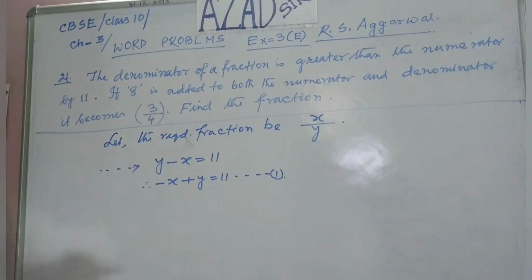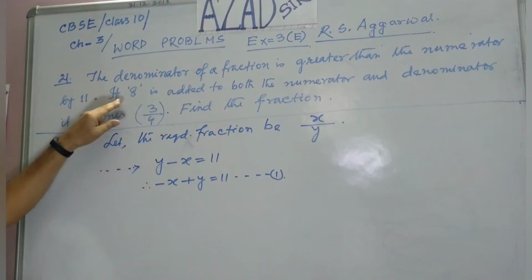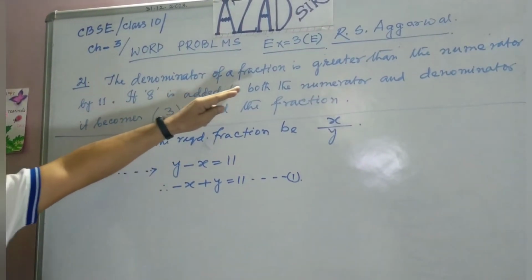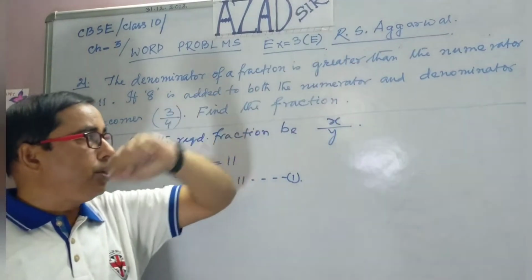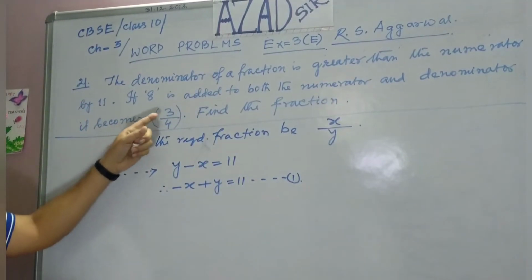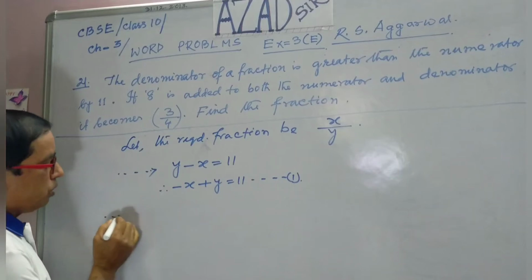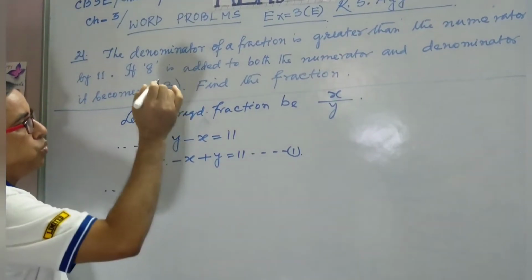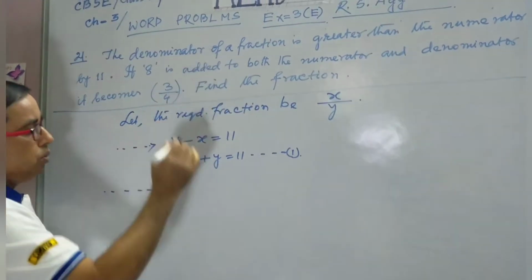Now we have to read the second condition. Listen to me. If 8 is added to both the numerator and denominator, the fraction becomes 3 by 4. So according to the second condition, 8 is added to both the numerator and denominator.